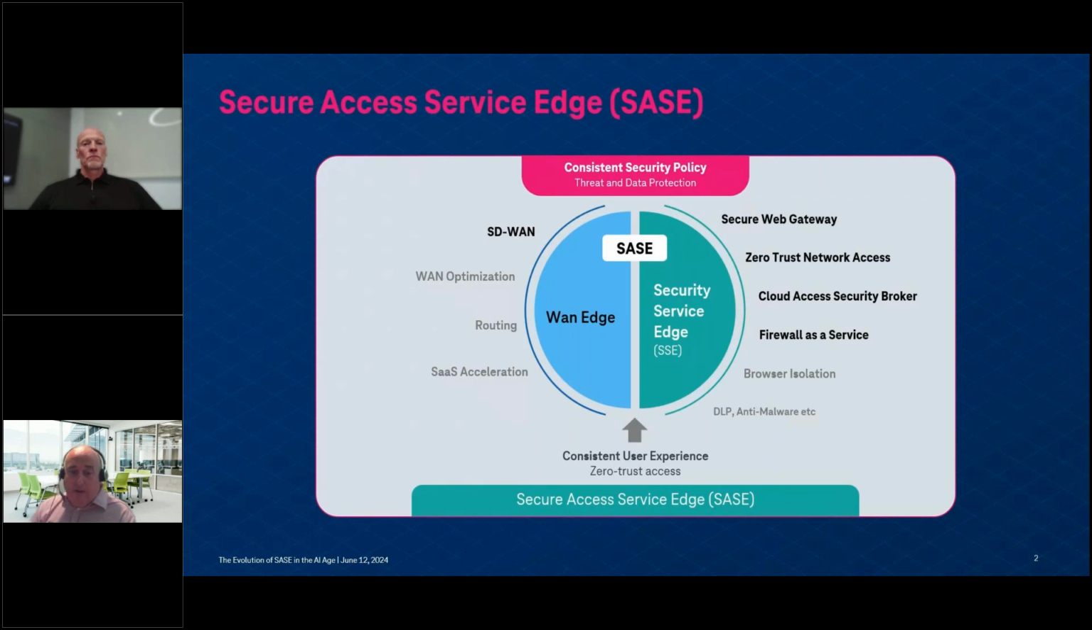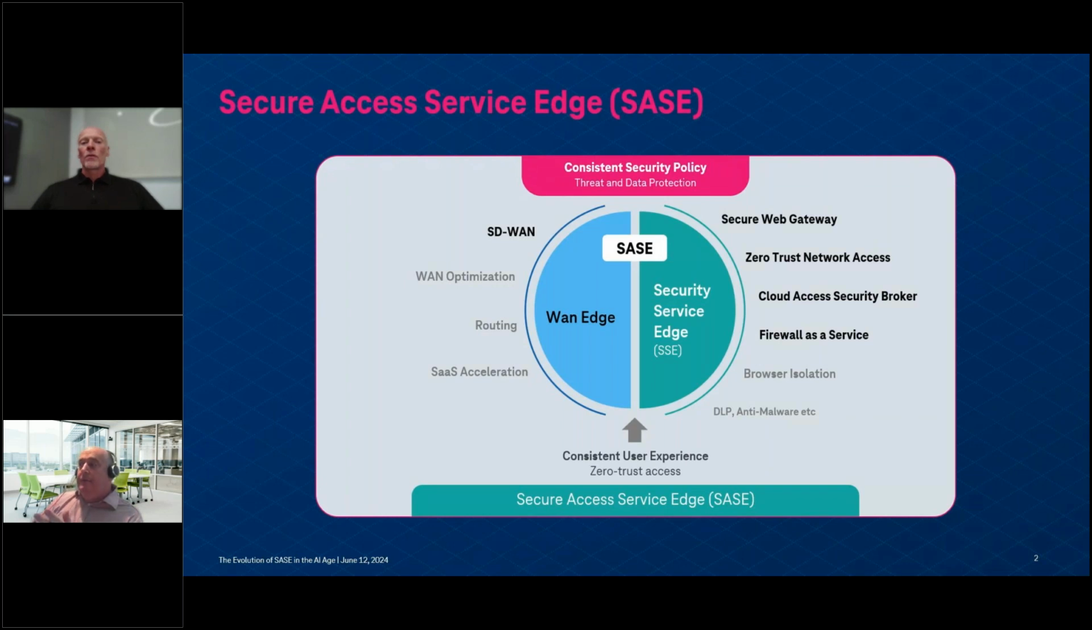The primary components of SASE, as defined by Gartner, are SD-WAN, the CASB, secure web gateway, zero trust network access, and firewall as a service. So, Mark, how come some of those components are shown in bold and the others are not?